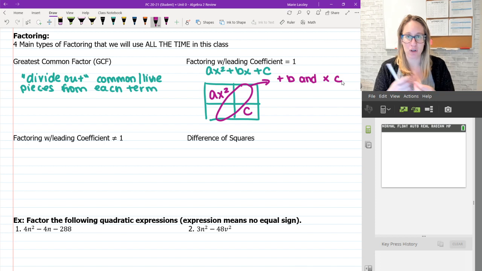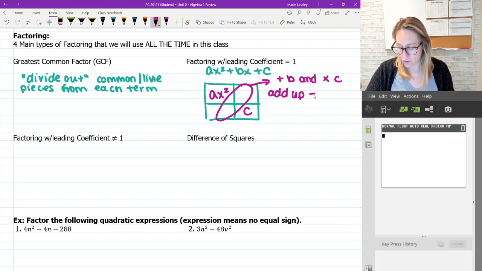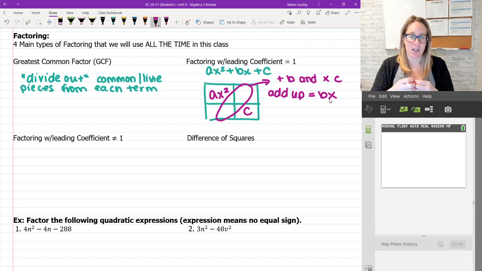So you're looking for a special pair of numbers. You're going to ask yourself, what two numbers add to make b but multiply to make c? And that's what you're going to put in here. These two boxes should add up to equal that bx term. It's a little bit of a guess and check kind of thing, because you have to find the correct combination. So two numbers that are going to add to b and multiply to c, and at the end they should add up to make your bx term. We are going to do examples, so if that was kind of weird, it's okay.